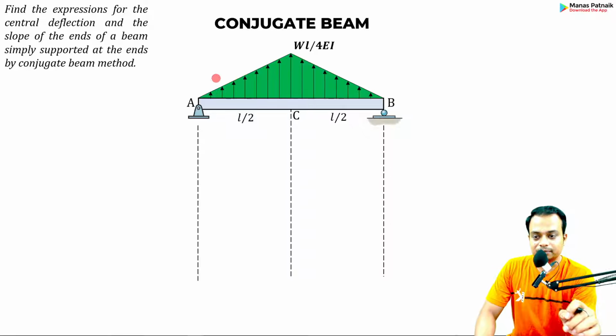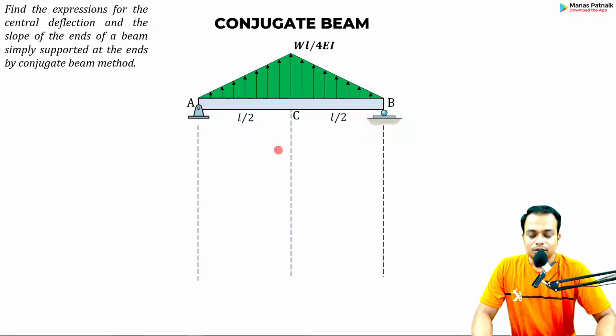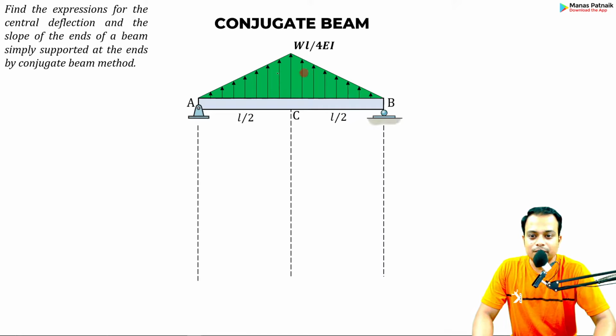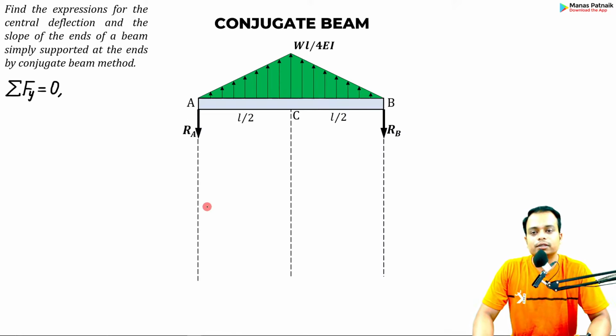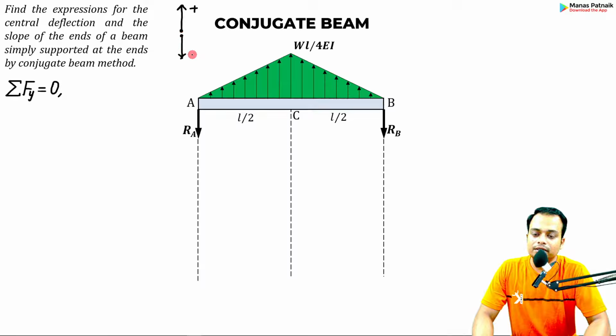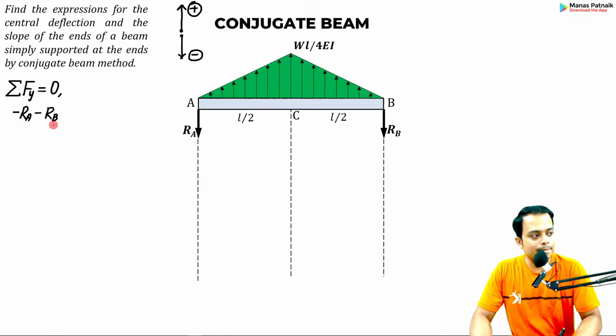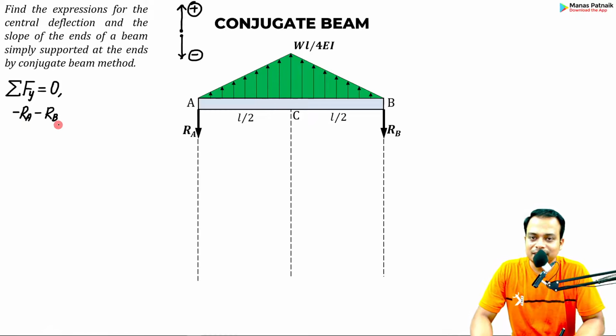I'm really sorry. Okay, so let me remove the supports. And obviously, if the load is acting in the upward direction, the reactions will be downwards. What do you do now? Sir, RA is downwards. So our sign convention is upward positive, downwards negative. Okay, so minus RA, minus RB. Done.